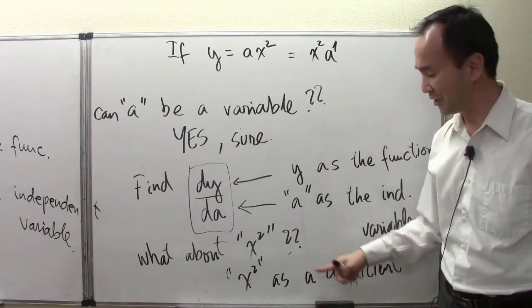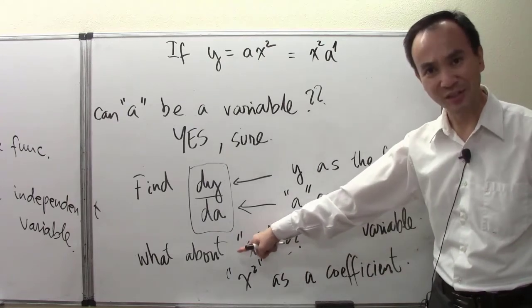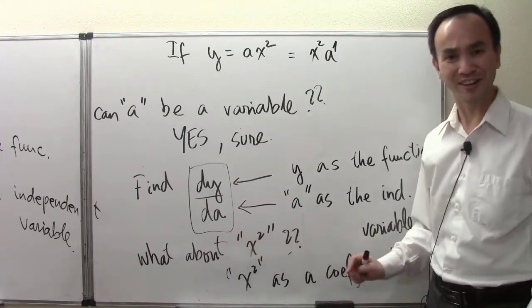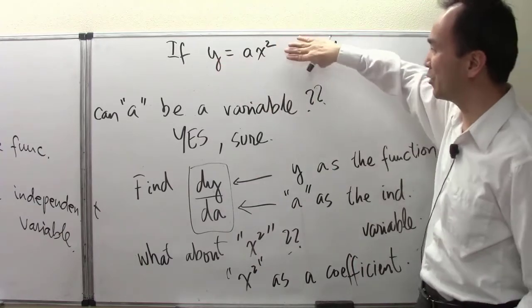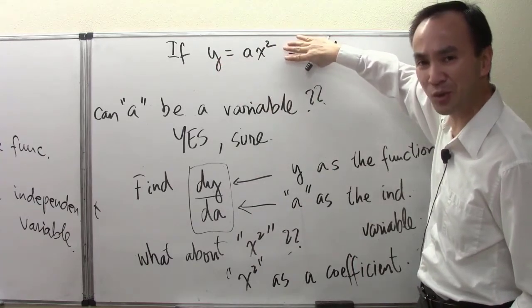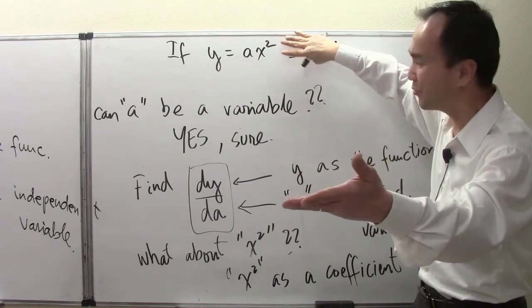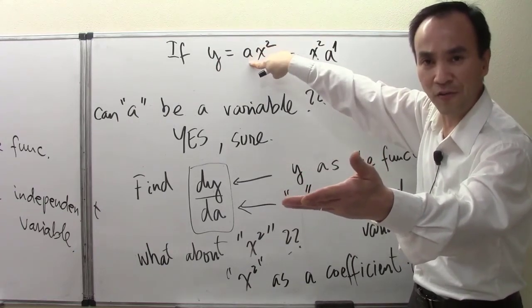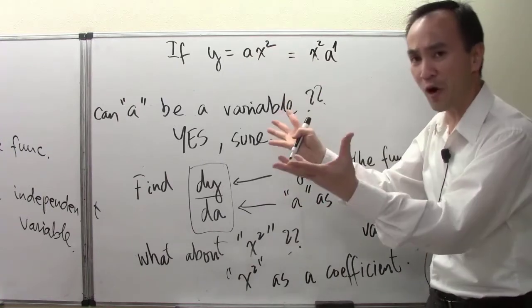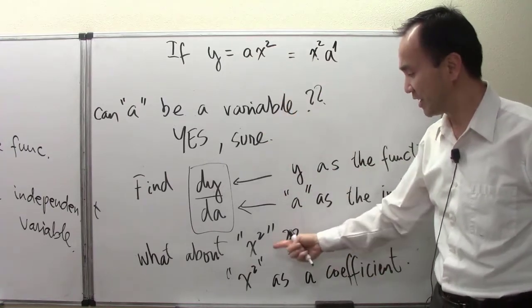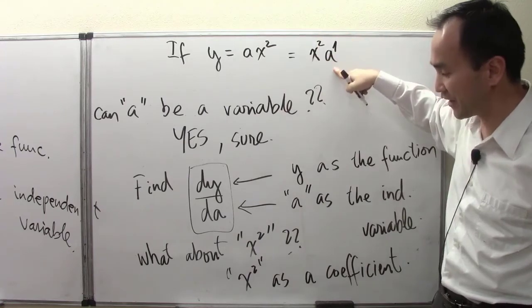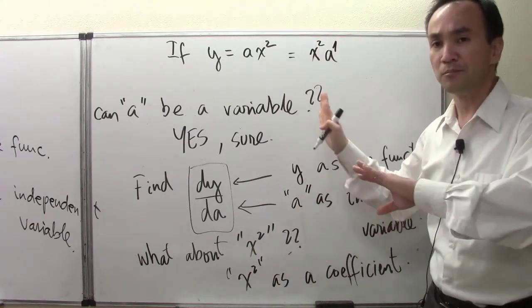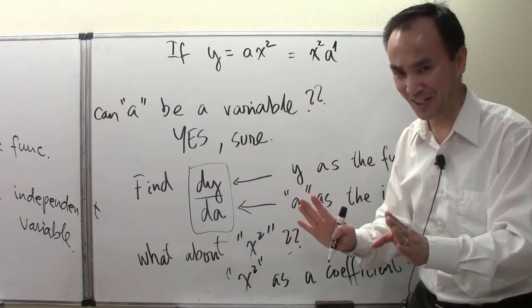Regarding x squared, that's the answer to this concern right here. X squared can be regarded as a coefficient. Just exactly like that situation when we were still doing y equals ax squared and we were finding dy dx, and we treated a as a coefficient. And just now, if we switch the roles of these two variables, then we can simply target a as the variable.